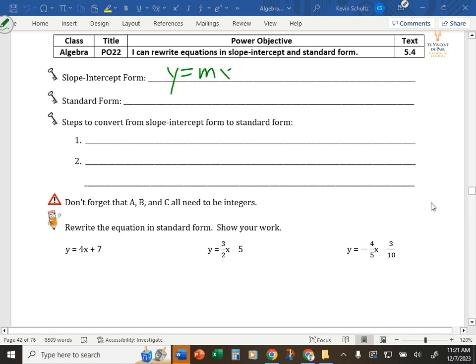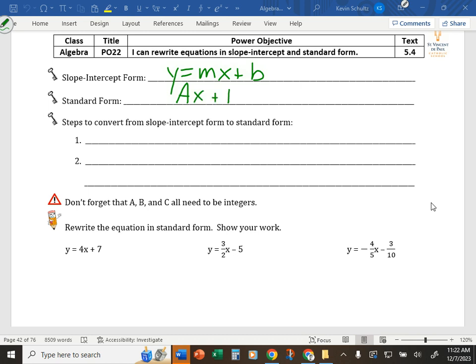Y equals mx plus b. Just write it down again, just because it's fun. In standard form, anyone know what standard form is of a linear equation? Anybody? Standard form looks like this. It is Ax plus By equals C. Ax plus By equals C.